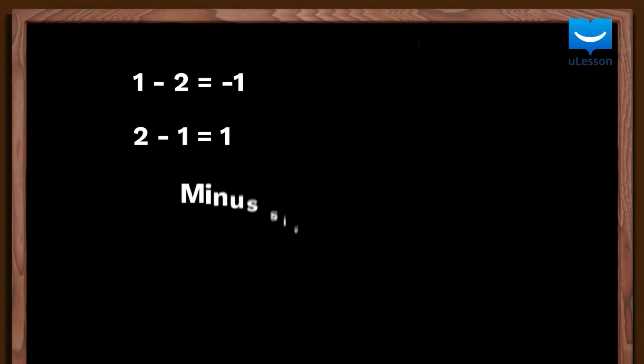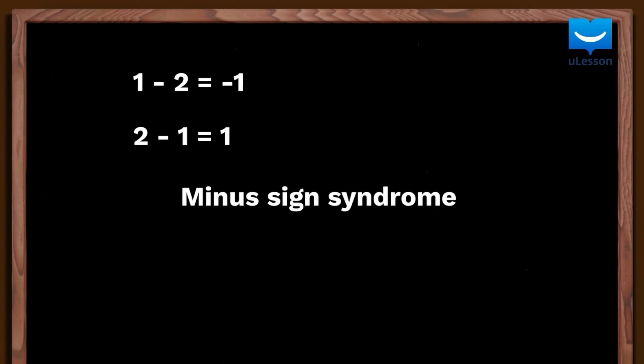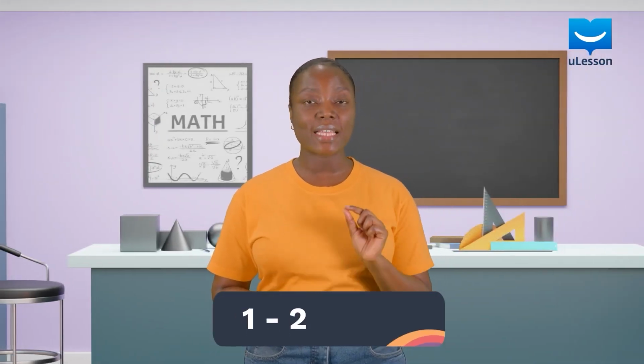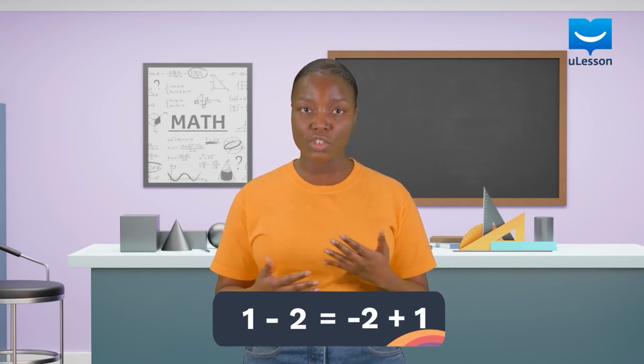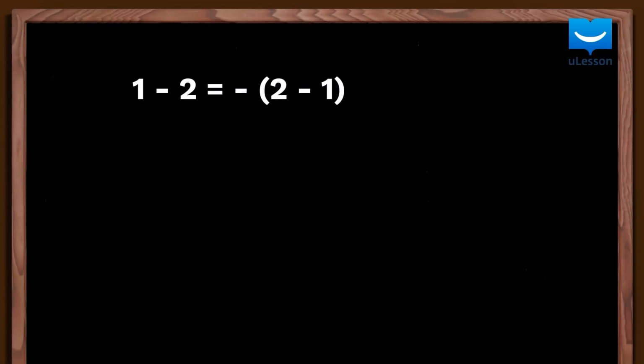It is what I call the minus sign syndrome. Whenever we have 1 minus 2, it is the same as minus 2 plus 1. We only rearranged the expression. Now let's factor out the minus sign on the right-hand side to get minus open bracket 2 minus 1 close bracket. Evaluating the expression in the bracket, we have minus into brackets 1, and that is minus 1.